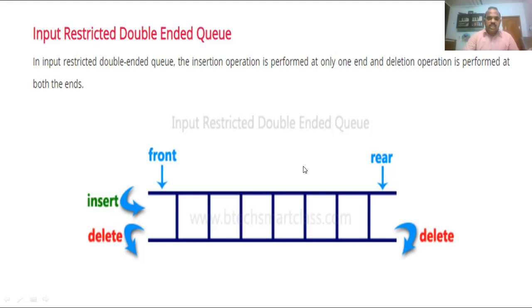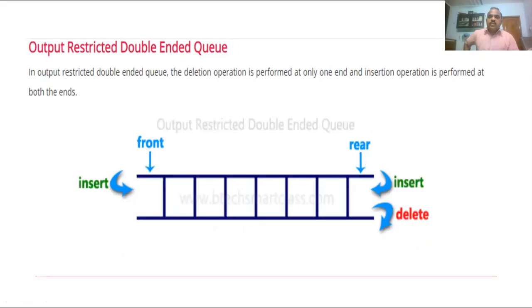So this is an example. Here this is front. I want to insert an element from the front side, but if I want to insert an element from the rear side, then there is no possibility. Why? This is input restricted. But delete an element from the front side, delete an element from the rear side, clear? It is allowed. Delete is allowed, but insert is restricted to only one end. That is called input restricted double-ended queue. Clear? Then the next one is output restricted double-ended queue, the opposite of input restricted.